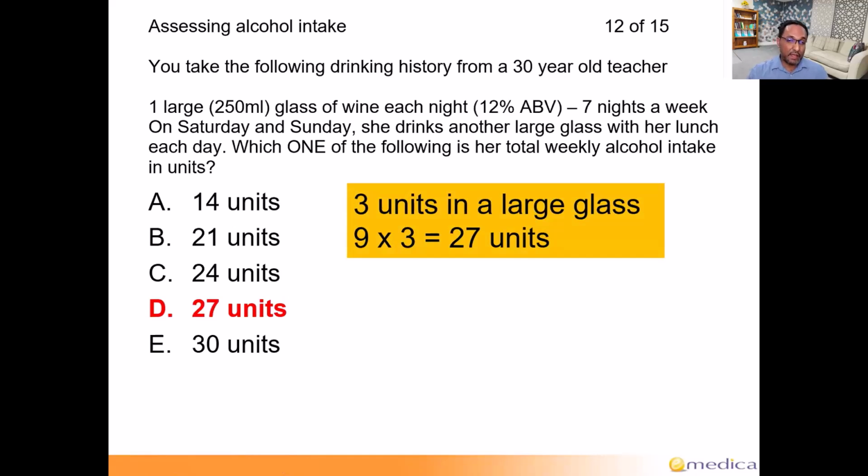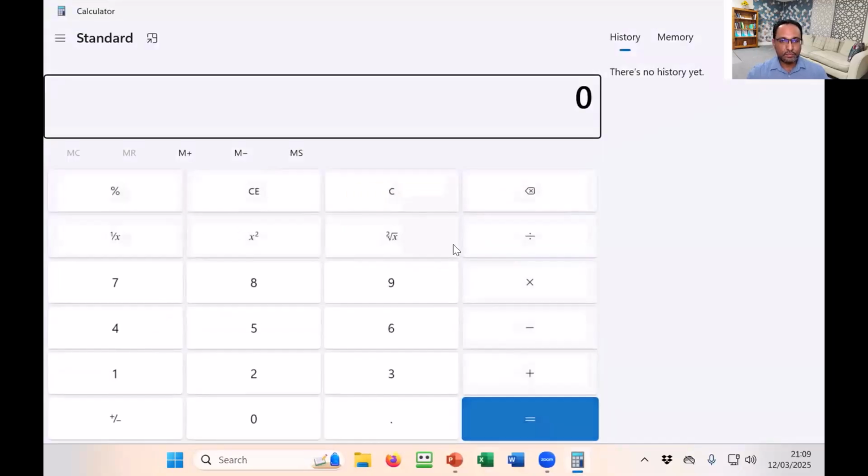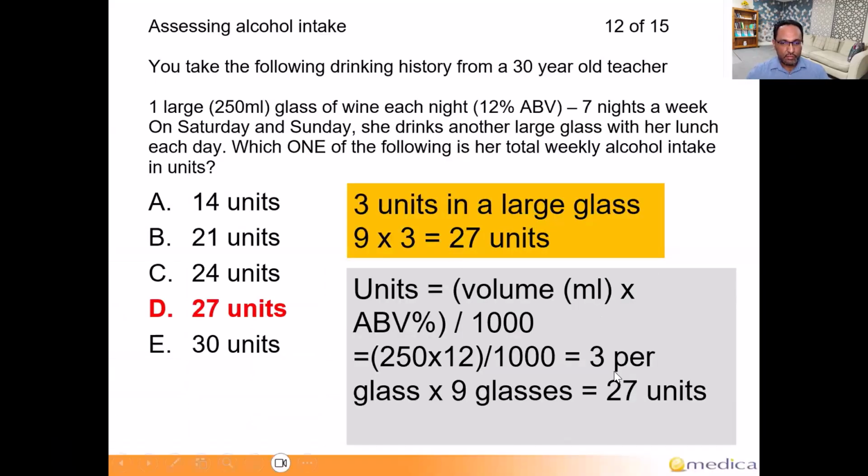The other way, to be precise, is to use the formula. So units of alcohol is volume in milliliters, so that's 250 milliliters, multiplied by the percentage alcohol by volume. So that's 12%. Okay. So multiplied by 12. Take that total divided by 1,000. That gives you 3. I'll show you the calculation. Okay. So 250 mils times 12, 3,000, divide by 1,000, gives you 3 units. Okay. And then multiply that by the number of glasses, which is 9.